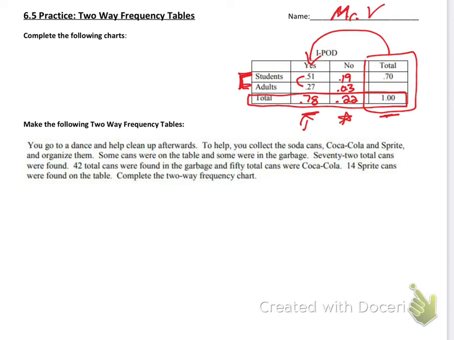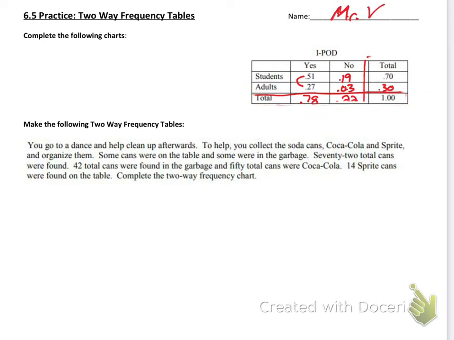And then I still have to finish out this last box here. So if I do 0.27 plus 0.03, that will give me 0.30. And you can check your answer by just adding the totals. Does 0.70 plus 0.30 equal 1? That's true. And does 0.78 plus 0.22 equal 1? That's true. So we've correctly answered those. After all my little markings, it should look like that.